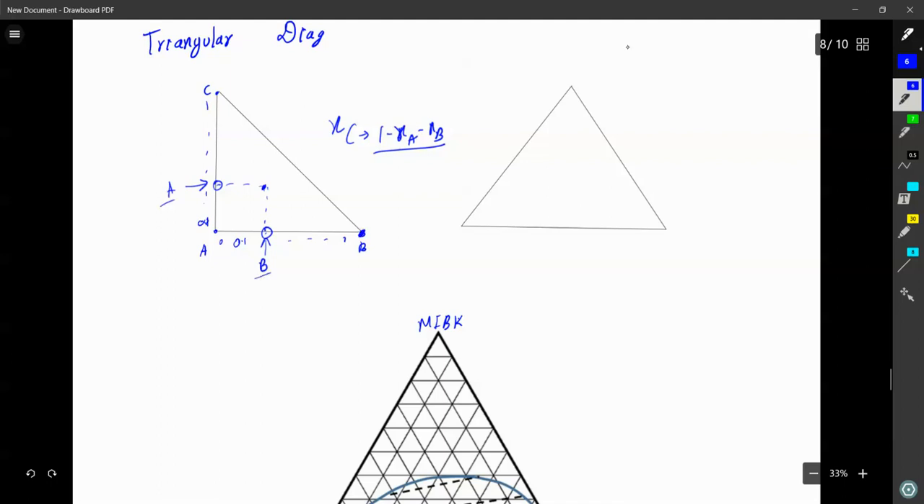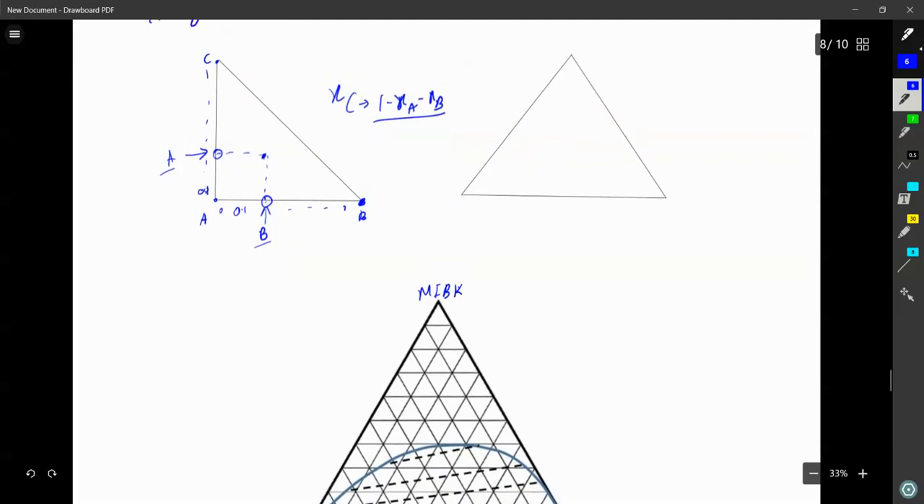So if a point is here, which means it is pure B, you'll get B equals 1, and X equals 0, X equals 0. Things like that. So yeah, that's one thing.